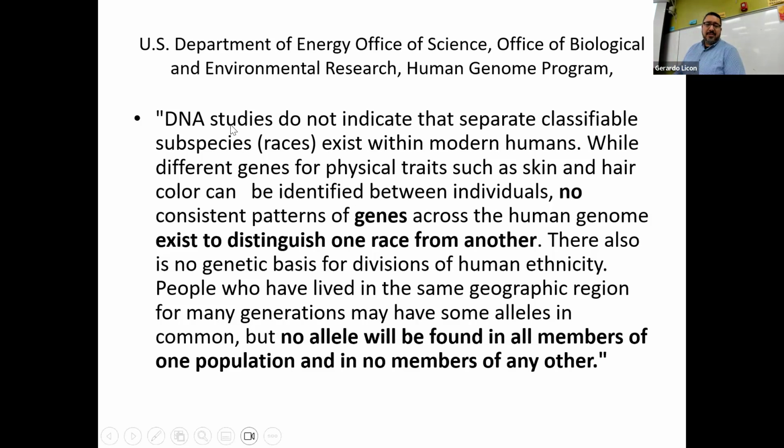They say, DNA studies do not indicate that separate classifiable subspecies or races exist within modern humans. While different genes for physical traits such as skin and hair color can be identified between individuals, no consistent patterns of genes across the human genome exist to distinguish one race from another. There also is no genetic basis for divisions of human ethnicity. People who have lived in the same geographic region for many generations may have some alleles in common, but no allele will be found in all members of one population and in no members of any other.